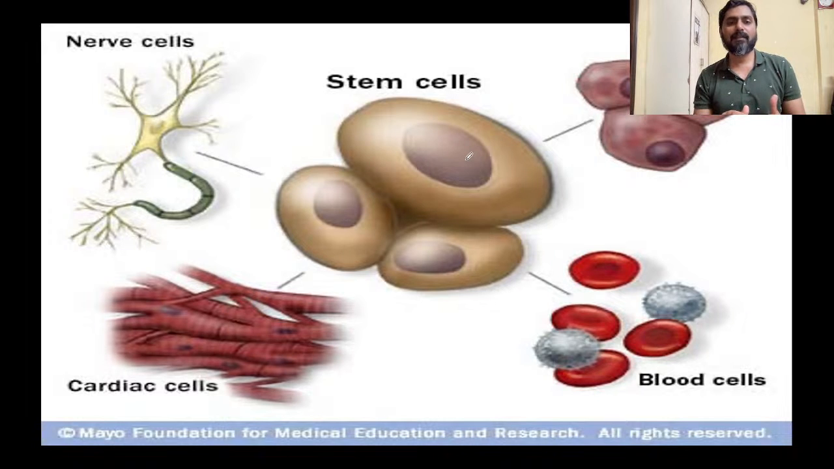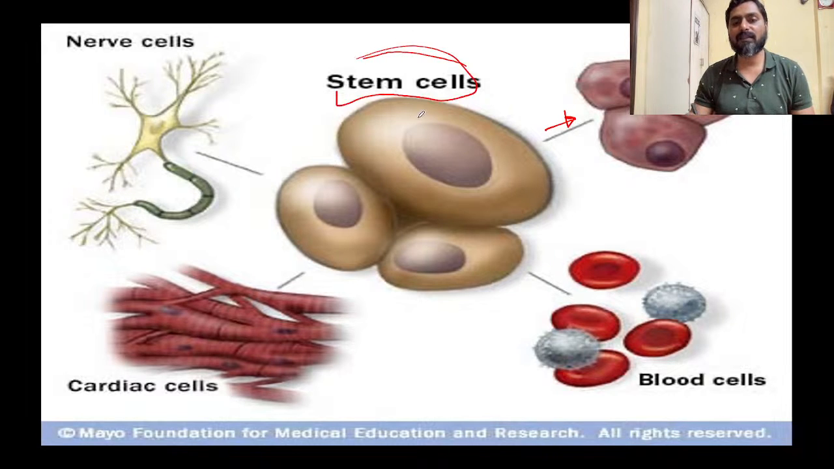So the idea here is that the embryo has what are known as stem cells. In this diagram you can see they can differentiate to form liver cells. So they are like your body's master cells. Some of the stem cells will become liver cells, some will become your blood cells, so this is your RBC, this is your WBC.